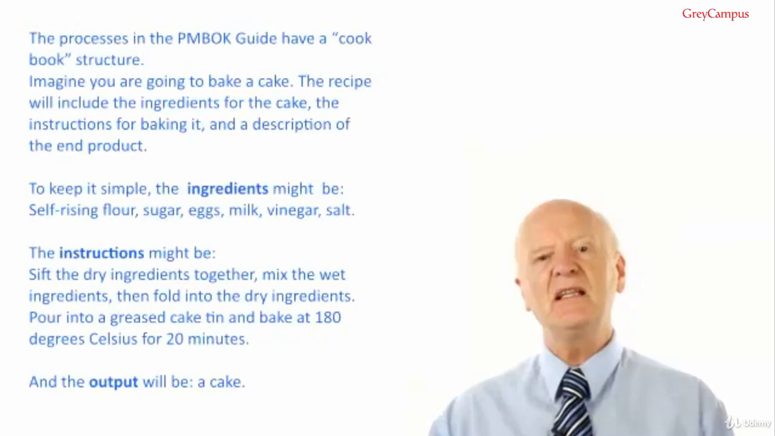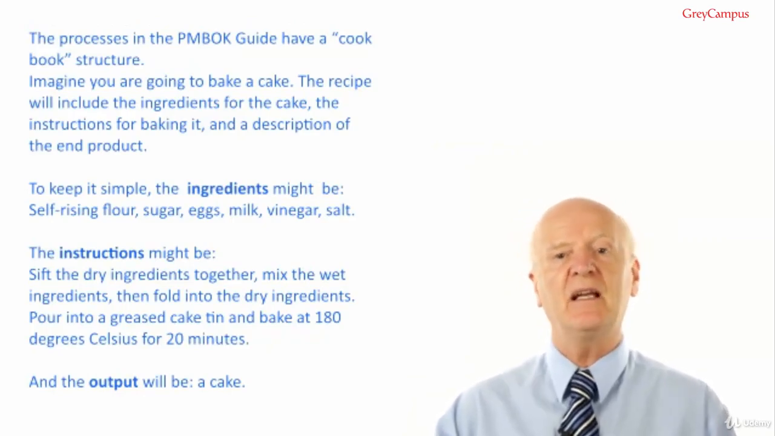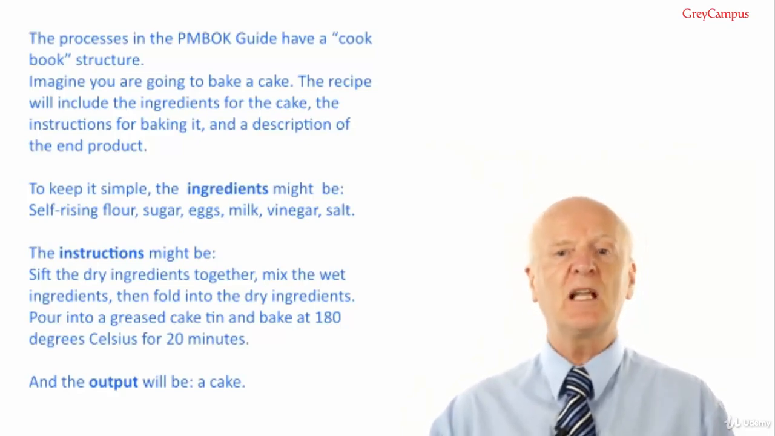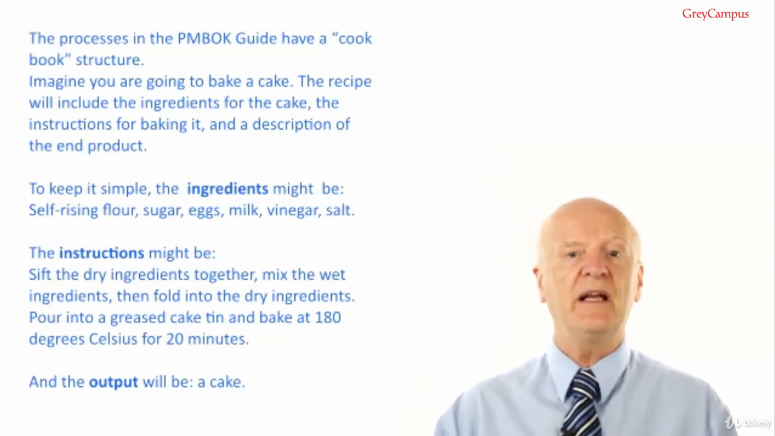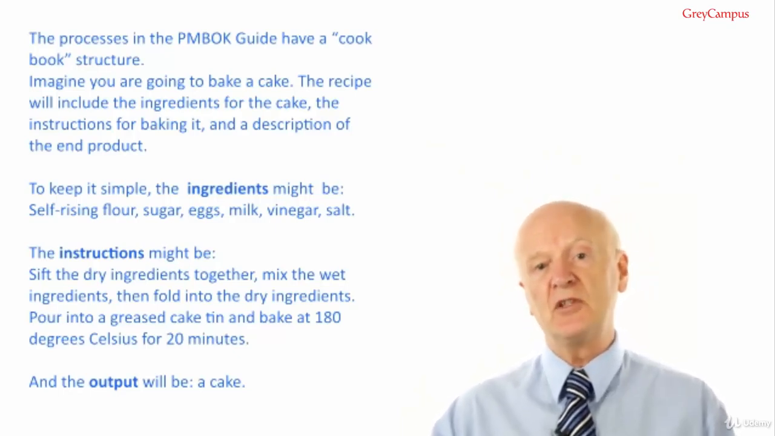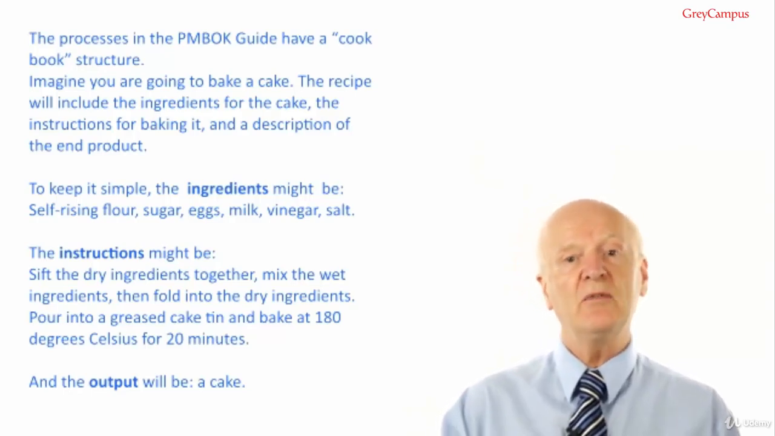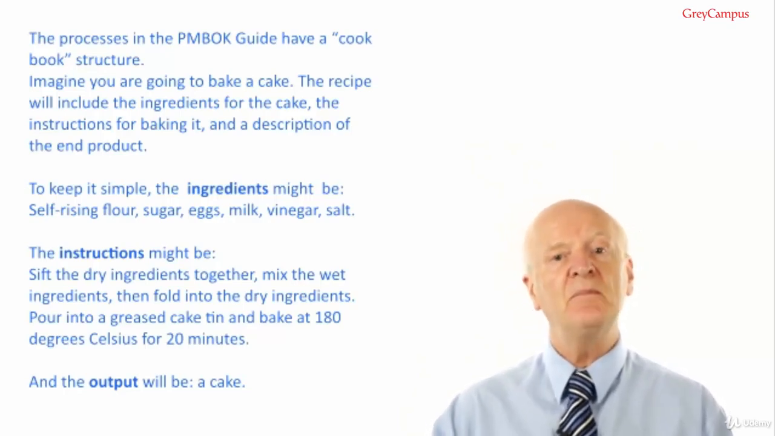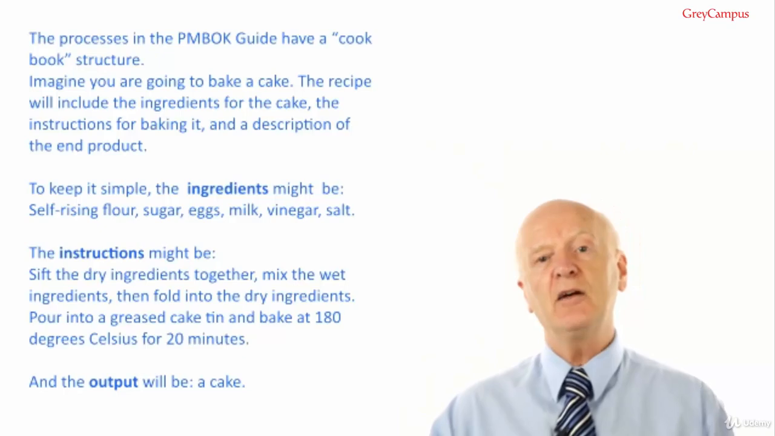Okay, it's time to learn about the cookbooks and ITOs. The processes in the PMBOK guide have a cookbook structure. Imagine that you're going to bake a cake. The recipe will include the ingredients for the cake, the instructions for baking it, and a description of the end product. To keep it simple, your ingredients might be self-rising flour, sugar, eggs, milk, vinegar and salt.